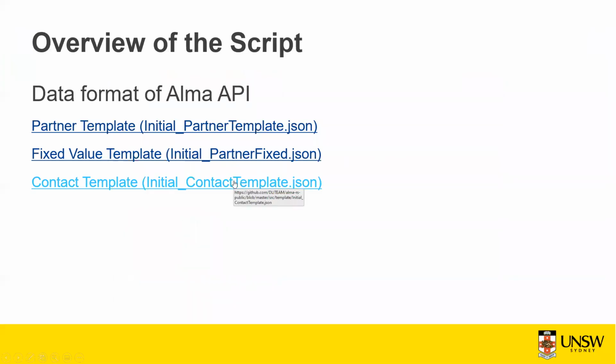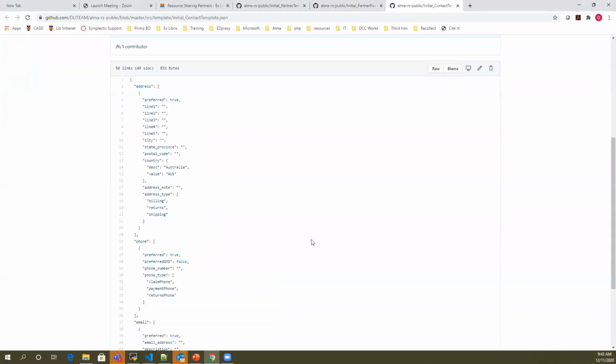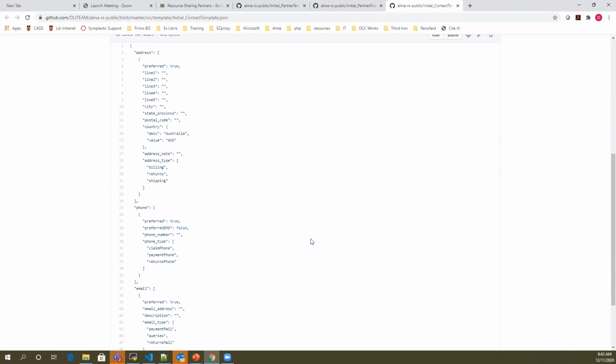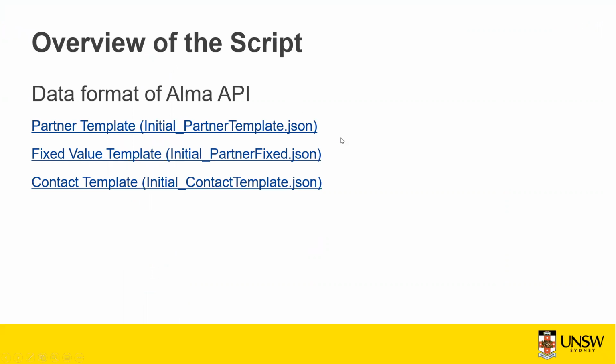The third template is to define the data set for contact. In our script, we will insert those contact details into different fields to create a contact data set. Finally, our script will combine those three templates together to create a completed data set for the Alma API call.